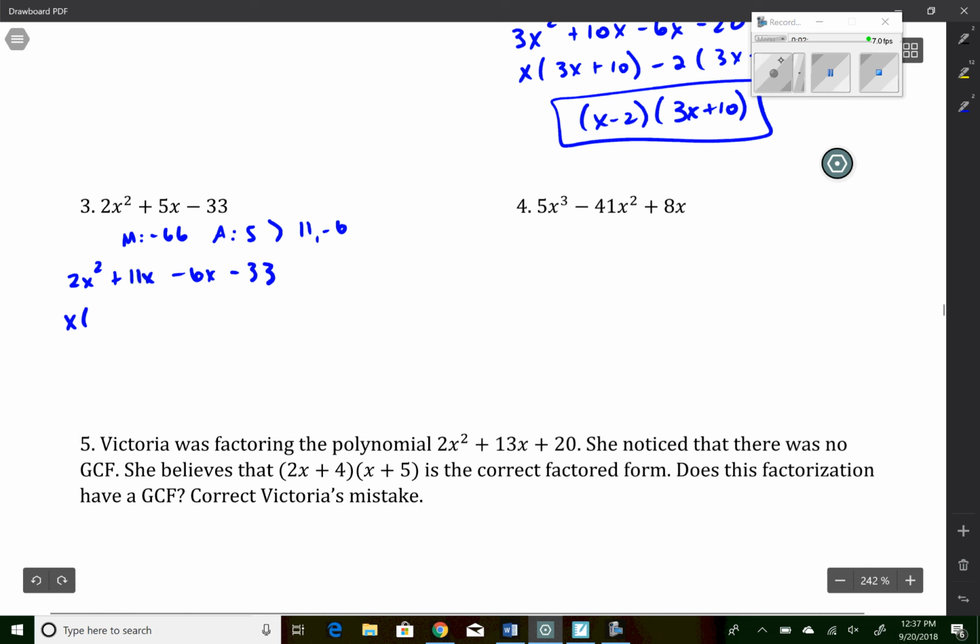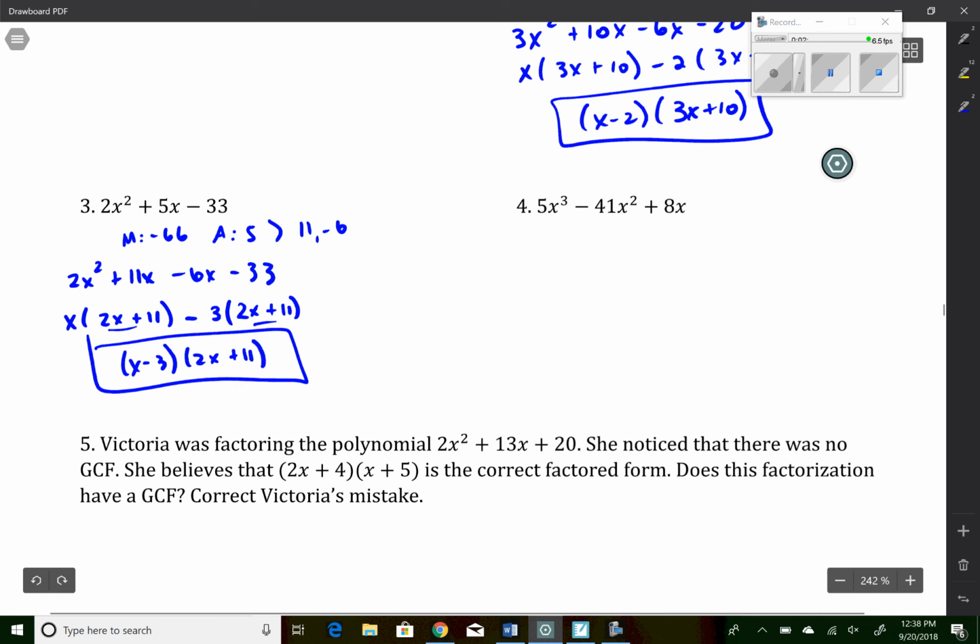GCF of the first two is x, leaving with 2x plus 11, negative 3, giving me 2x plus 11. Again, these two parentheses should match each other. So then I have x minus 3, 2x plus 11. Doesn't matter which one you put first.